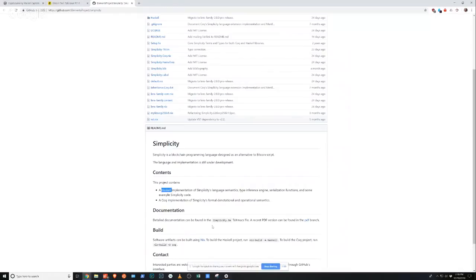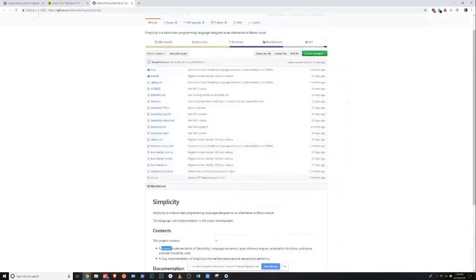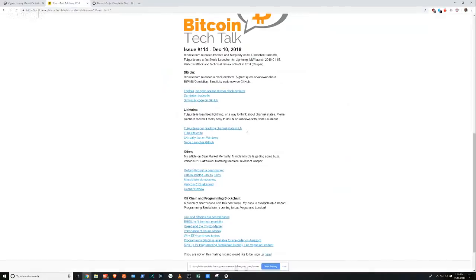A Haskell implementation, and that's meant to provide certain guarantees and so on. So really, really cool stuff. Let's see some other stuff.